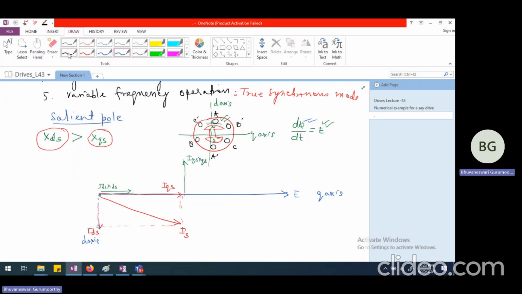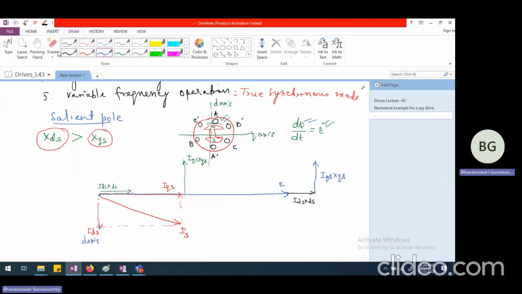So let me draw these clearly. So I can say this is E, let me probably erase this and let me write this E also here. Now I can write IDS times XDS along this. So this is IDS XDS. Whereas I'm going to have IQS XQS somewhat like this. So let me draw this IQS XQS somewhat like this.